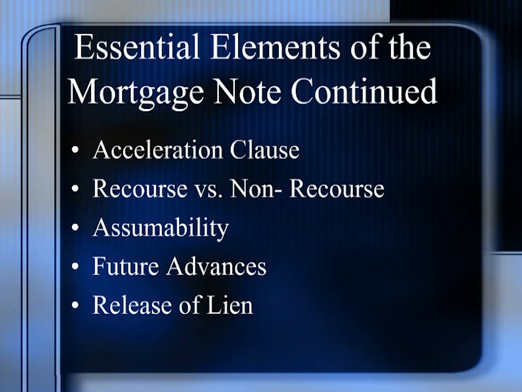Some other essential elements in most mortgages are the acceleration clause, which we'll talk about in a little more depth in a second, and recourse and non-recourse. So if you default on your mortgage and note, and your property ends up being less than the value of the note, so the property goes down in value, could they go for more? If they have a recourse loan, that means they can go after you personally for the extra amount. Non-recourse, they could not. Assumability, we'll talk about more in a moment. Further advances and release of a lien. Let's talk about these in more depth.